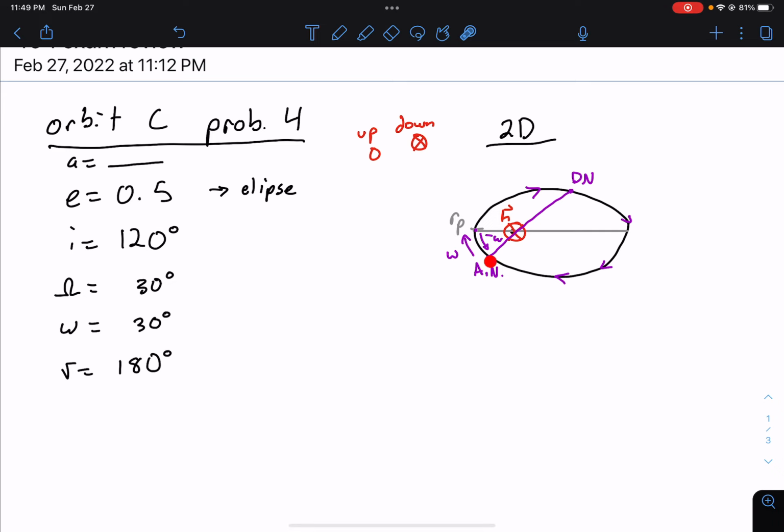Another thing: this is the ascending node. It's periapsis to ascending node, so to label these backwards would be wrong. That is something to take note of on the exam. All right, we got our ascending node, we got our descending node, we've got our periapsis, angular momentum. What's left? Well, we have our spacecraft. True anomaly is defined as where our spacecraft is from periapsis to somewhere else along the trajectory.